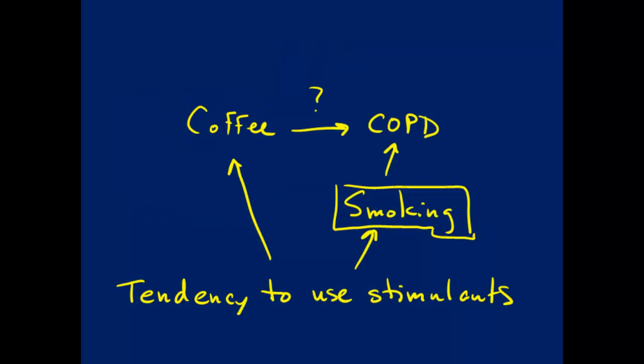Now, starting out, I want to point out one characteristic of DAGs, which is that they might have both measured and unmeasured variables inside of them. So for example, here, we might have data on coffee drinking and smoking and COPD on study participants, but it's quite likely that we wouldn't have any kind of measure of their tendency to use stimulants. So this would probably, in most cases, be an unmeasured variable, and these three would be measured variables. And that's okay. In fact, it's normal that we will have both measured and unmeasured variables in our DAG.